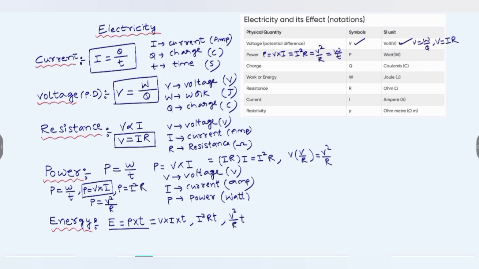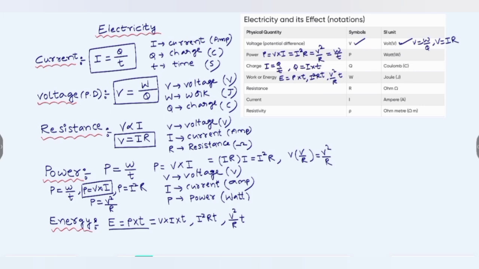Charge, the first formula is I is equal to Q by T. From this only we can write Q is equal to I into T. This is the formula to find charge. Now energy, work or energy, both are the same. I told you the important formula is power into time. From this we can remember all the remaining: I square RT, V square by R into T. These are the formulae to find energy.